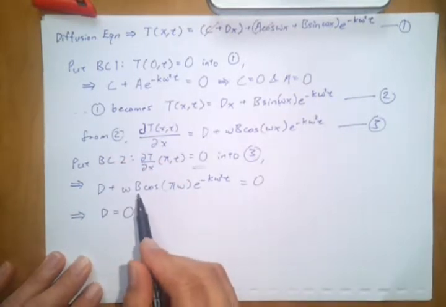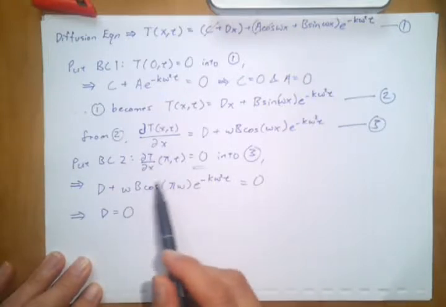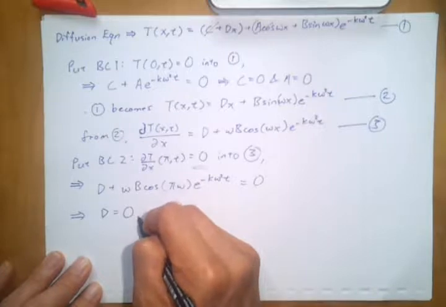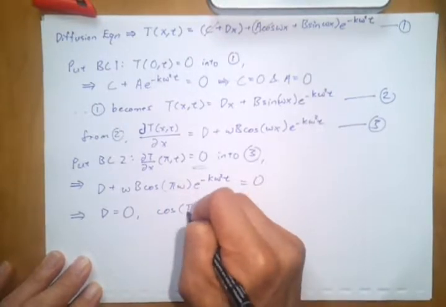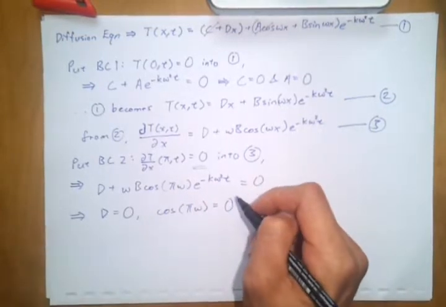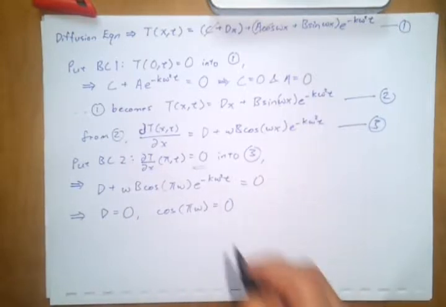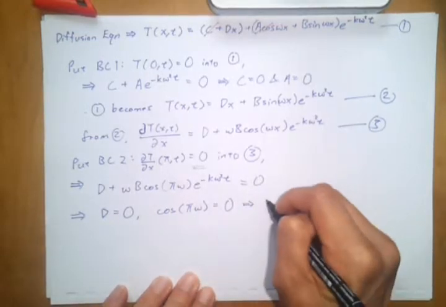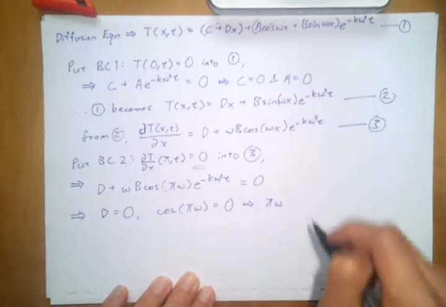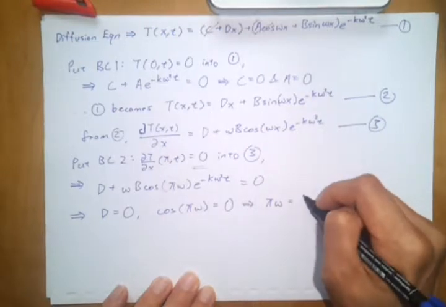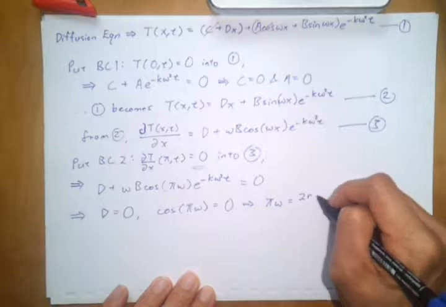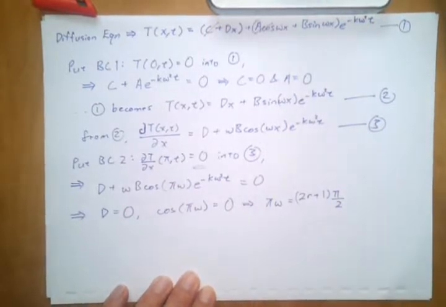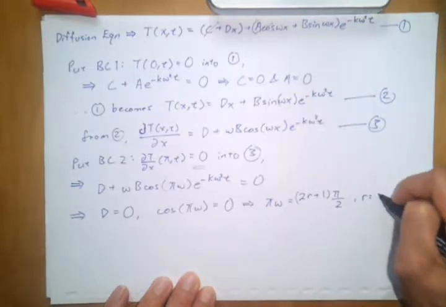Again, we don't want to choose B to be 0, because if you choose D to be 0 and B to be 0, there's nothing left in your solution. So instead we choose cos pi omega to be 0. Cos pi omega equals 0 means your angle here, pi omega, must be an odd number of pi over 2. This is how you can write an odd number of pi over 2: 2r plus 1 always gives you an odd number, times pi over 2, and your r starts from 0.